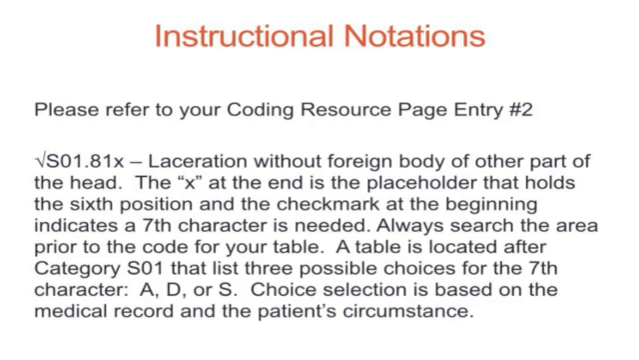Always search the area prior to the code for your table. A table is located after category S01 that lists 3 possible choices for the 7th character, A, D, or S. Choice selection is based on the medical record and the patient's circumstance.